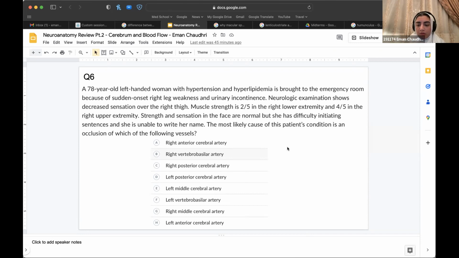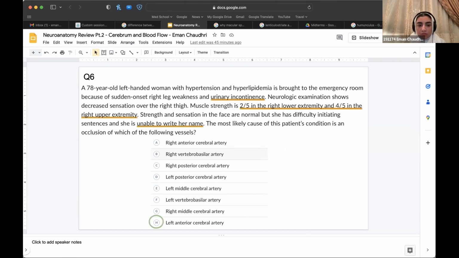Okay, good. So it's the left anterior cerebral artery. But what about the difficulty initiating sentences? Isn't that Broca's? Difficulty initiating sentences. Because it threw me off. It's different. That does throw you off.